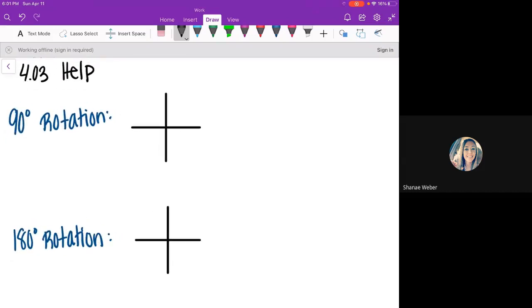Okay, for 4.03, I'm not going to do any of the examples, but I am going to give you some tips and some definitions that could really help you on these problems.